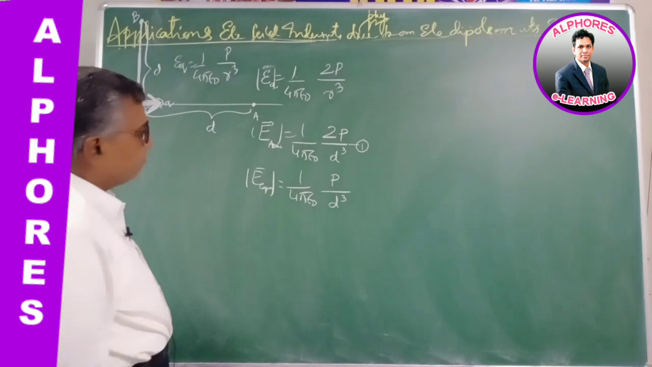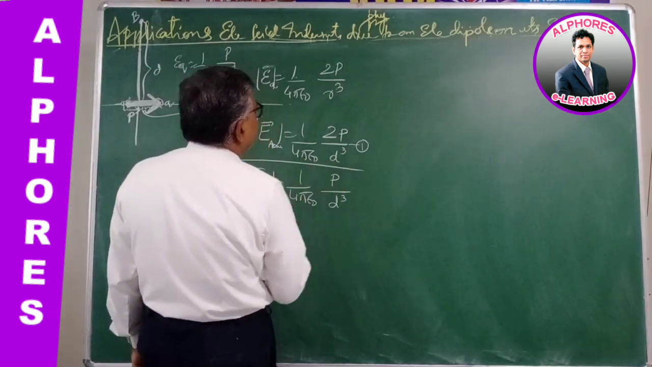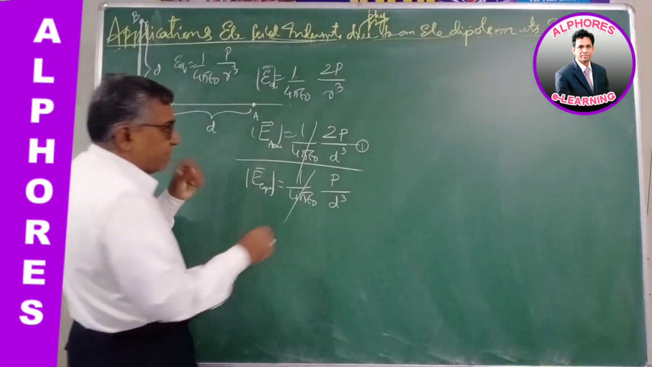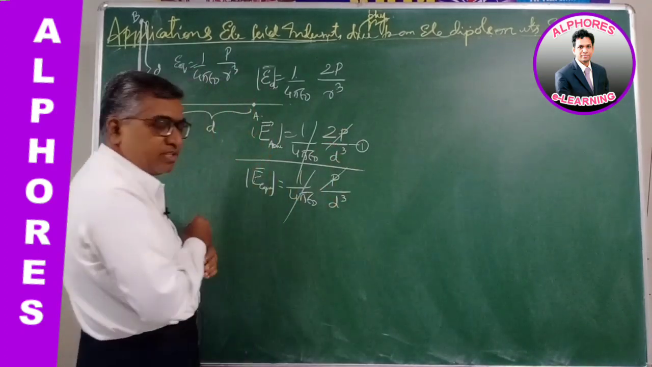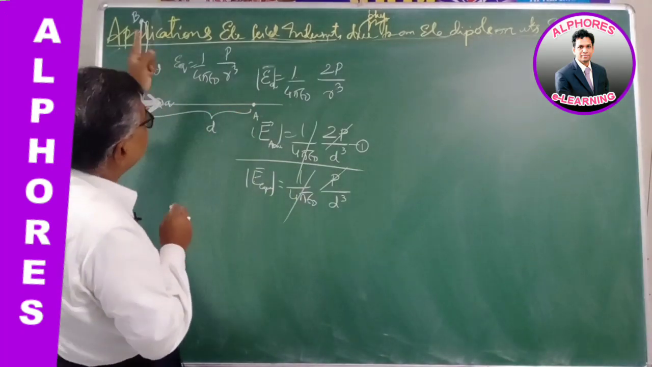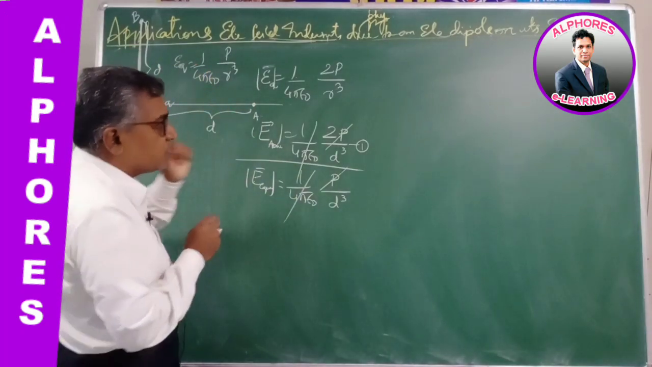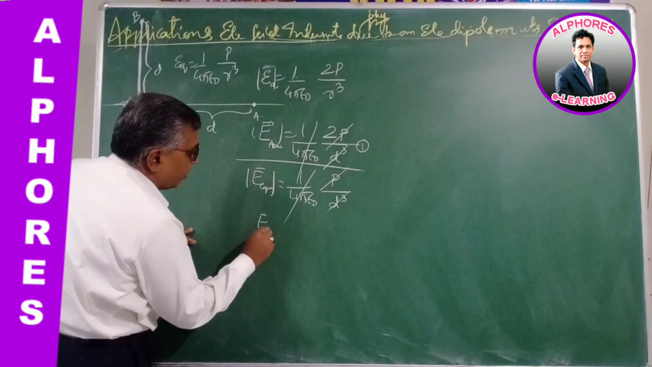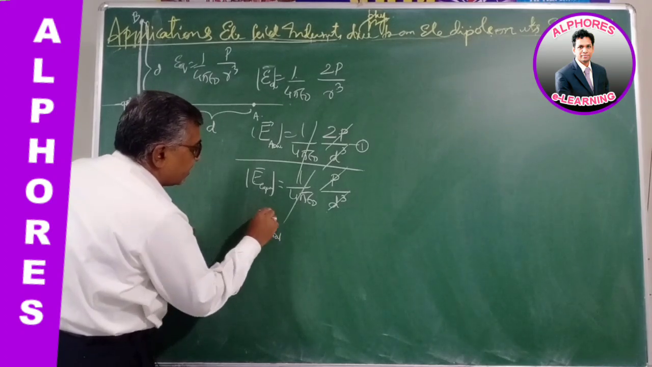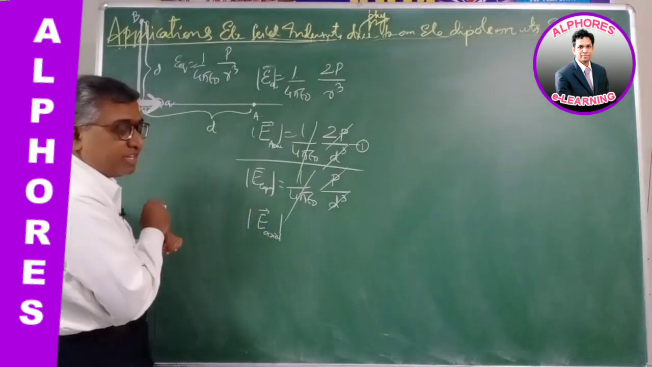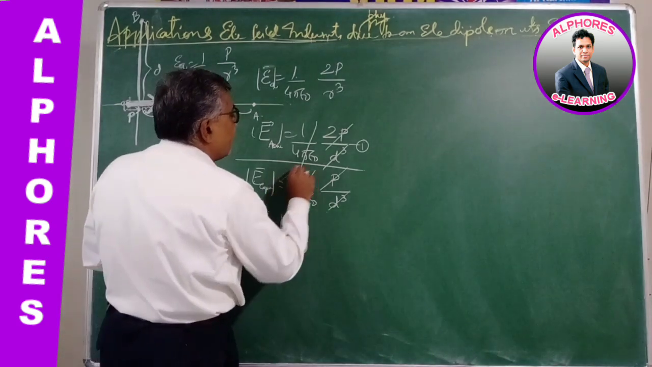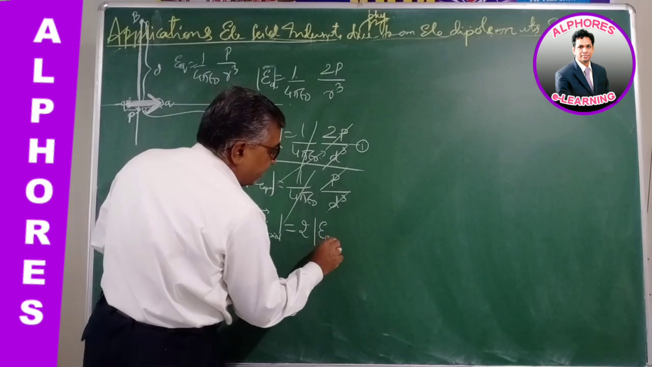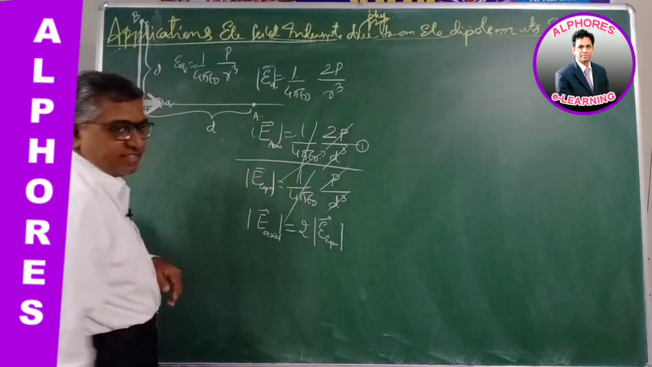Distance is the same, so dividing, the Coulomb constant is the same. It is the same dipole we are comparing, so p also cancels, and the distance of the points we have considered is also the same, so d also cancels. Therefore, the magnitude of the electric field on the axial line, cross multiplying, is 2 times the magnitude of the electric field on the equatorial line.